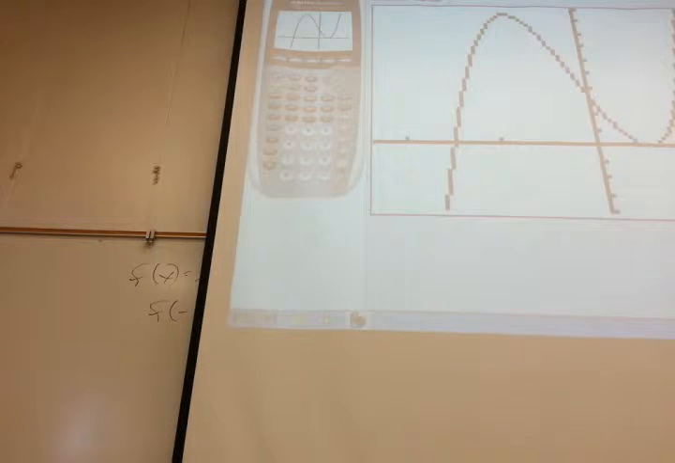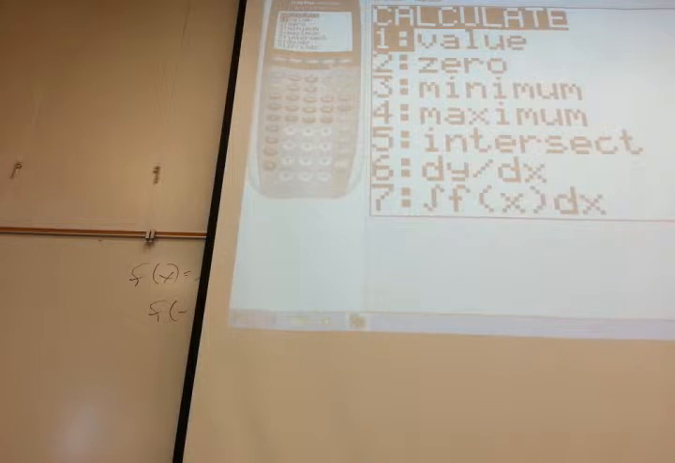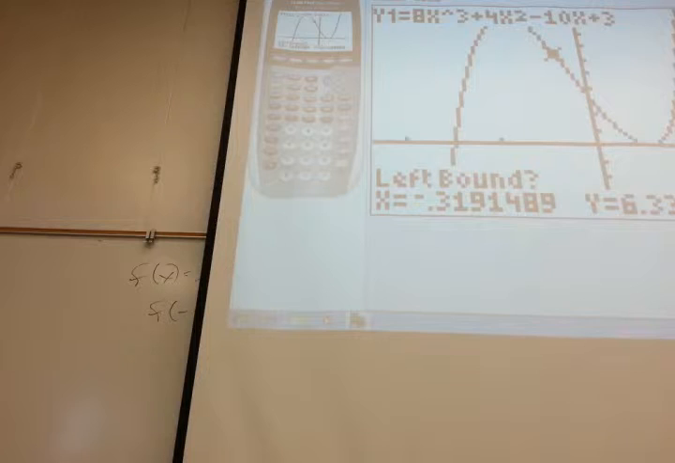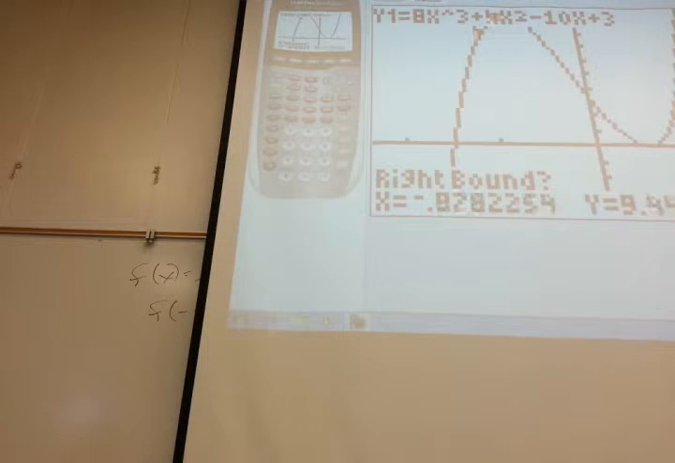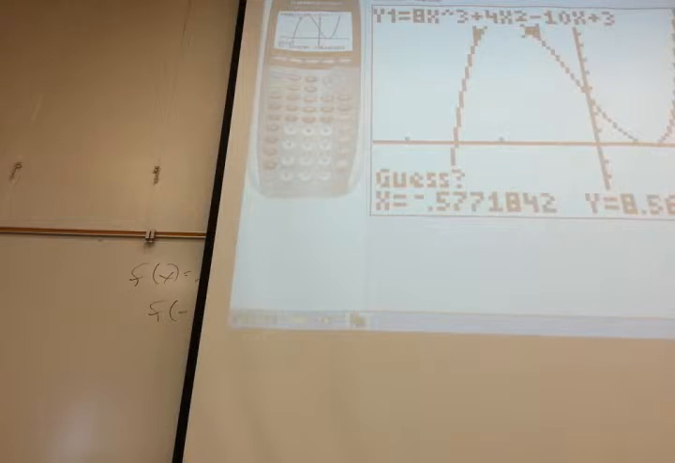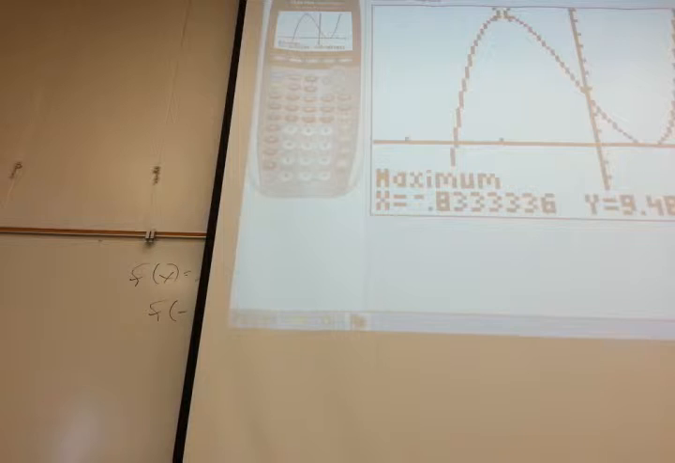You go 2nd, trace to get into calc. And then, down, number 4, maximum. And it asks you those 3 questions. So you want to go to the left of it. You want to go to the right of it. And then you want to get right on top of it. Bam. So just like we thought, just a little bit near negative 1. And it also gives me the output value there. Cool.